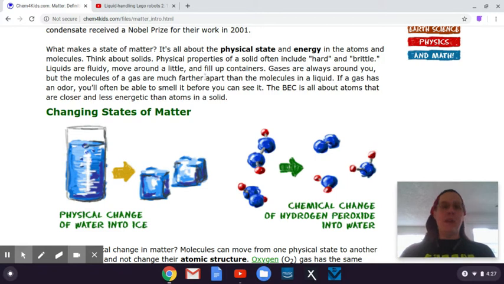Gases are always around you, but molecules of gas are much further apart than molecules in a liquid. If a gas has an odor, you'll often be able to smell it before you can see it. The BEC is all about atoms that are closer and less energetic than atoms in a solid.